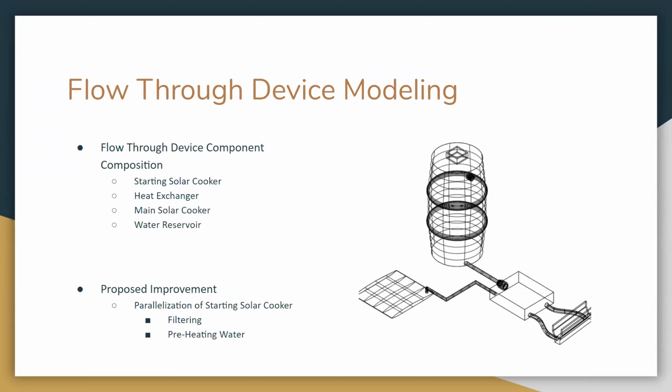Okay. For the device modeling, this is the 3D drawing to show the flow through device component composition: starting solar cooker, heat exchanger, main solar cooker, water receiver, proposed embankment, and pasteurization of starting solar cooker, filtering and preheating water.